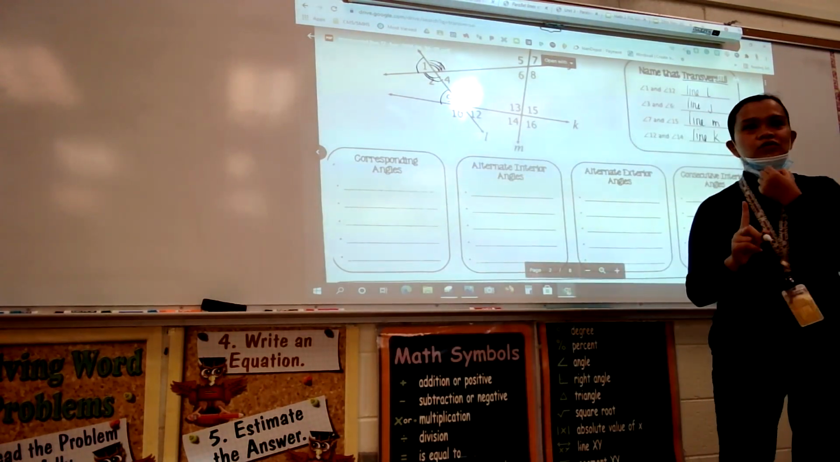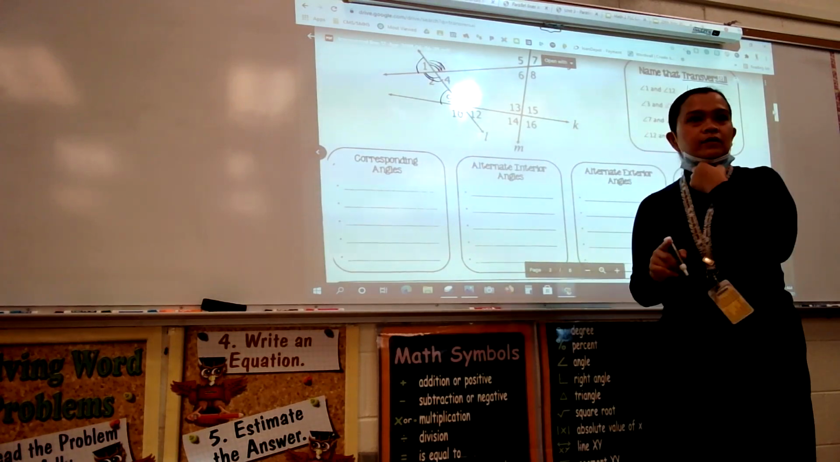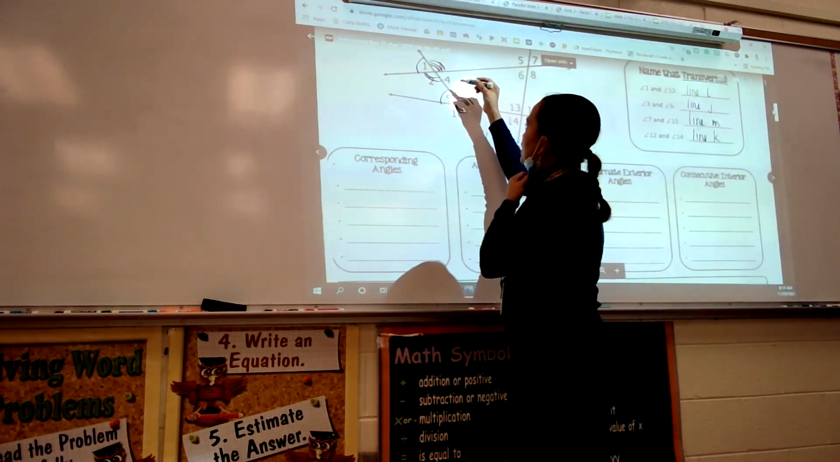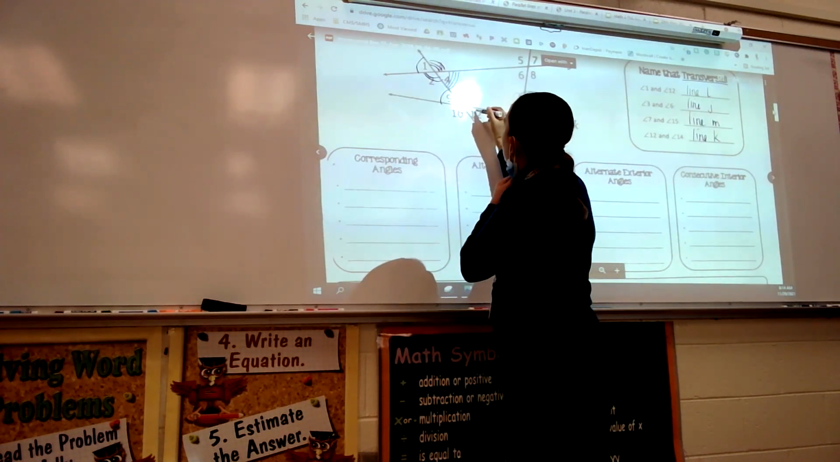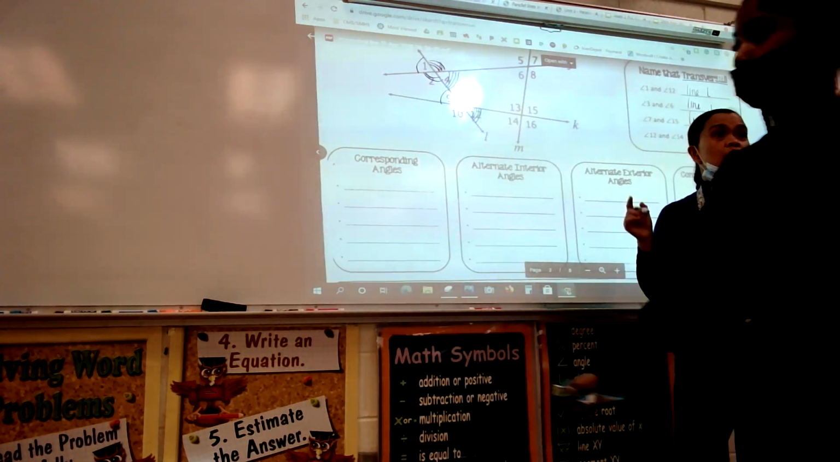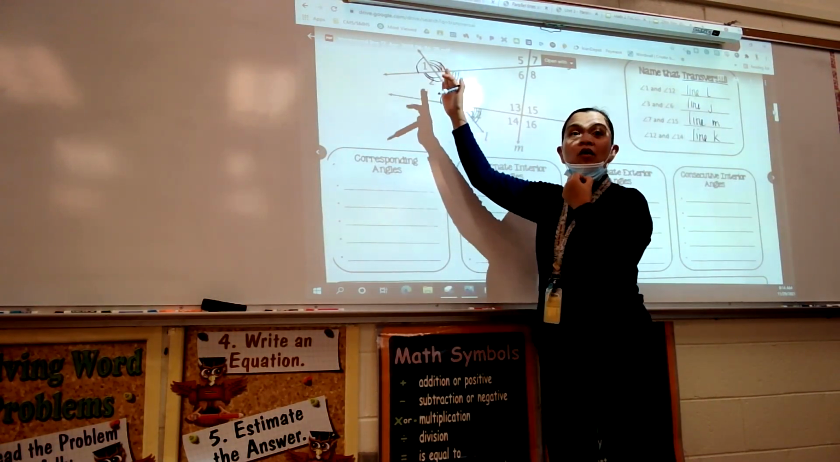That is one pair as well. Look at the markings that I am putting. One more. You can have 4: 1, 2, 3, 4. And 12: 1, 2, 3, 4. Those are the pairs of angles in line L only.